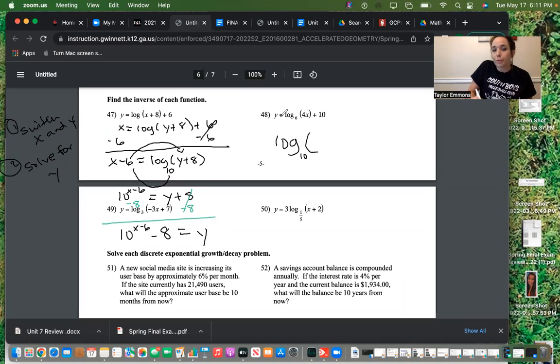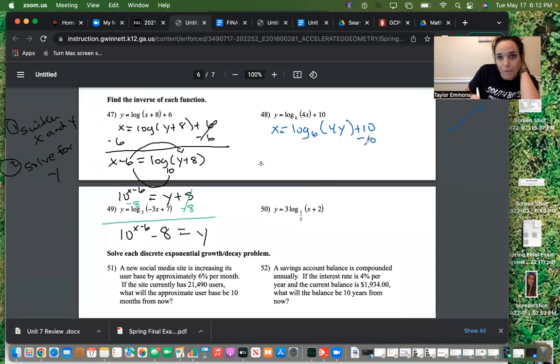So I'm going to go through number 48 really quick, just to make sure that we're good. And if you want me to go over any specific numbers, just put them in the chat box and I can do that. Again, I'm going to switch my X and Y, and I'm going to try to get Y by itself. So I'm going to subtract 10 from both sides. That's going to give me X minus 10 equals log base 6 of 4Y.